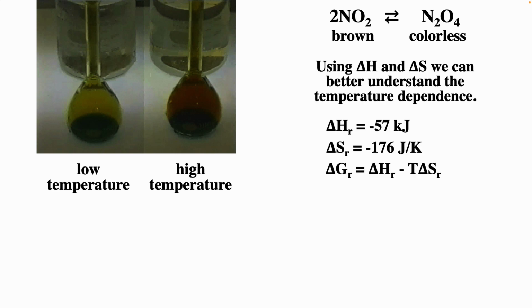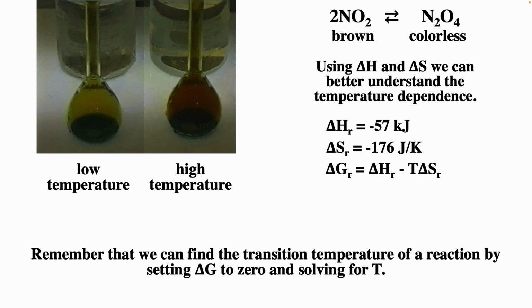Now we can actually look at our delta H, delta S, and delta G. Delta H is minus 57 kilojoules, consistent with it being exothermic. Delta S is minus 176 joules per Kelvin. And remember, delta G equals delta H minus T delta S. We can find the temperature at which it goes from being spontaneous to non-spontaneous by setting delta G equal to 0. At the transition temperature, delta G is 0. We can solve for T.